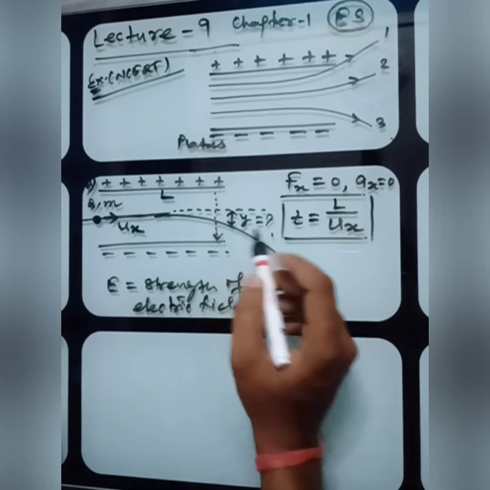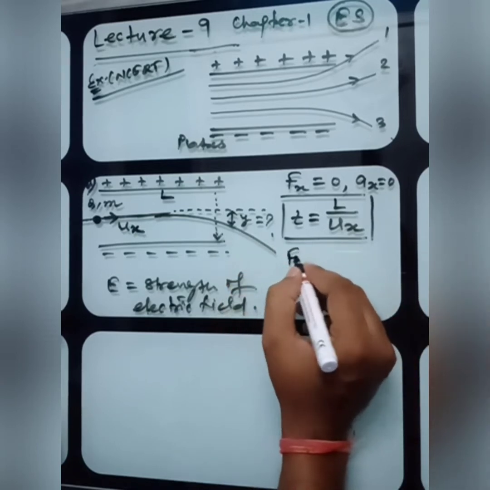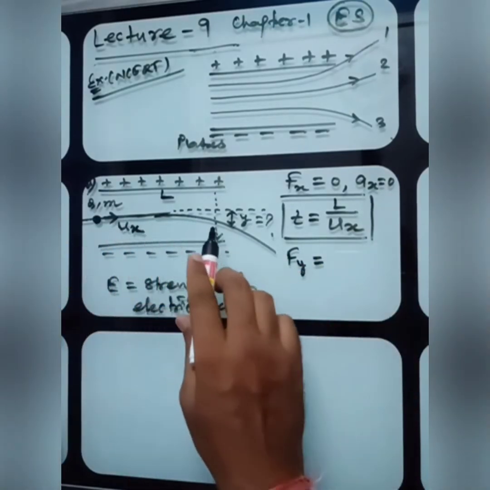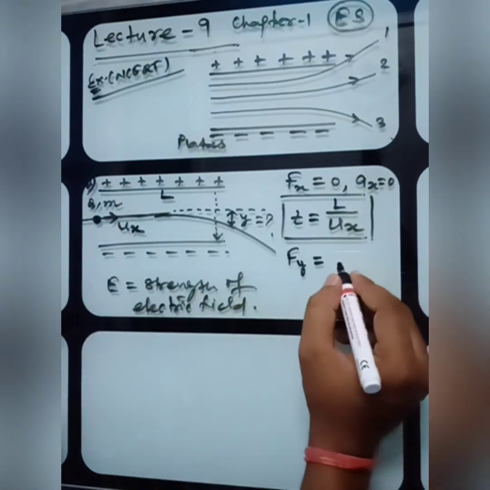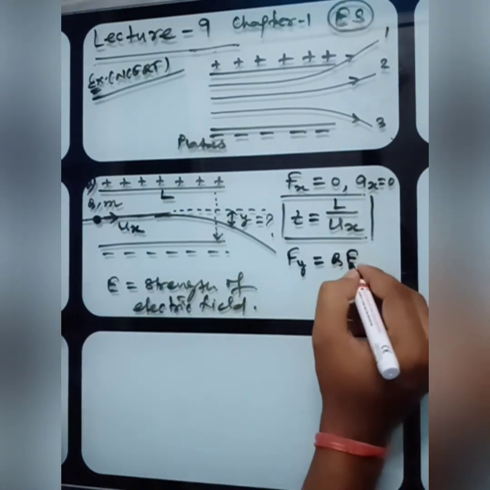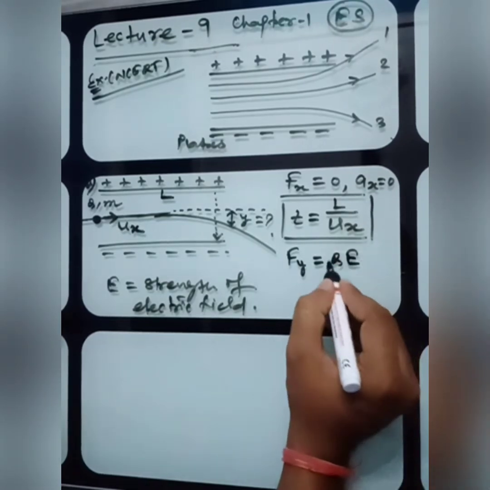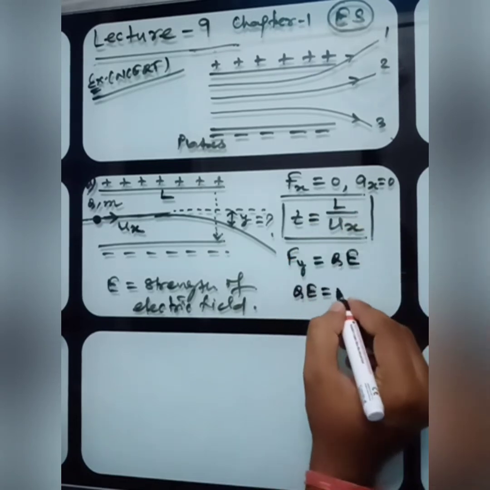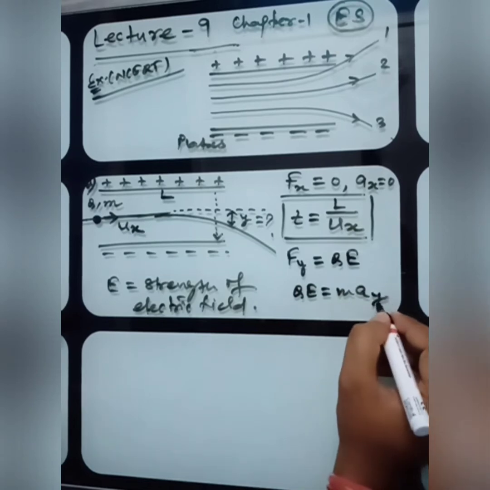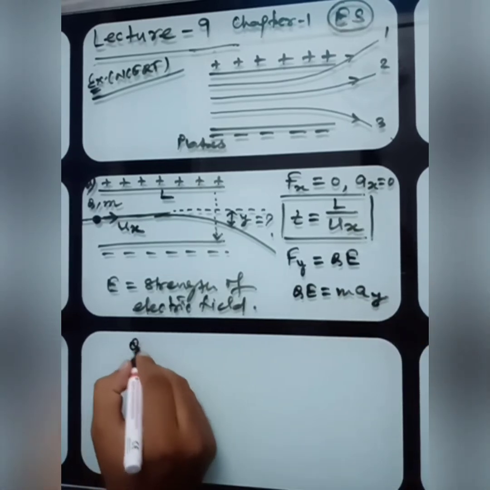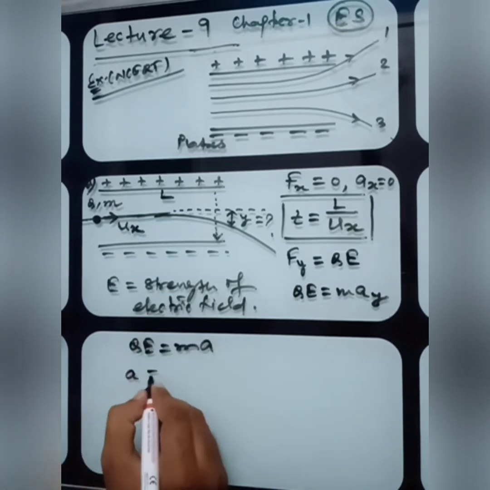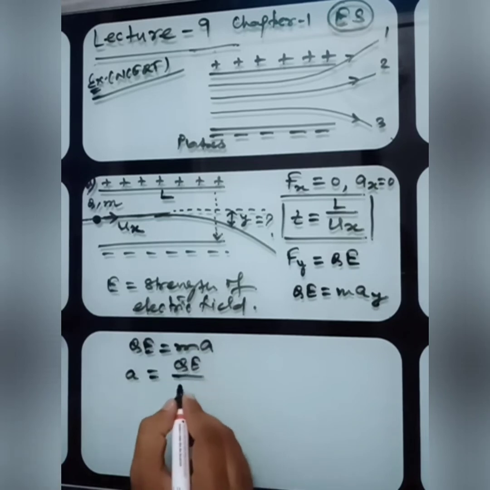Now we have to find the deflection along the y-axis. Is there any force along the y-axis? The answer is yes. Along the y-axis there is a force. And what is that force? Since this charge is placed in the presence of electric field E, the force will be Q times E, and due to this force the body is moving. This force is responsible for accelerating the charged particle, so we can write QE equals m into a, along the y-axis. So a, the acceleration, can be written as QE over m.